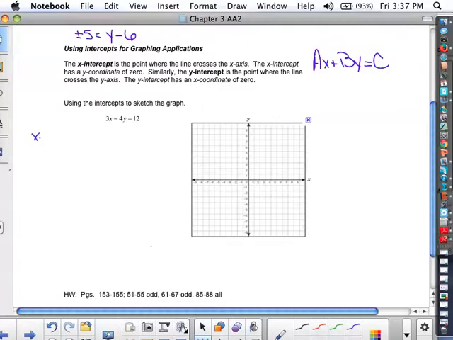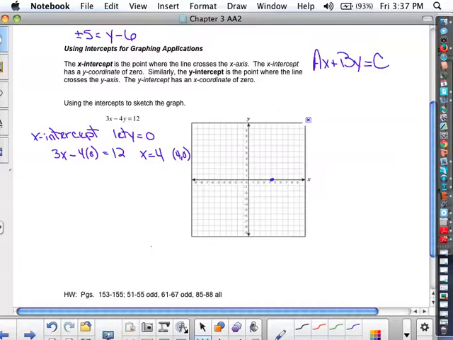Remember, the x-intercept is when it crosses the x-axis. The value of y when a curve crosses the x-axis is 0. So we're going to say let y equal 0. When that happens, we have 3x minus 4 times 0, which is 0, which gives me an x equal to 4 and gives me an ordered pair of (4, 0). So I have the x-intercept at (4, 0).